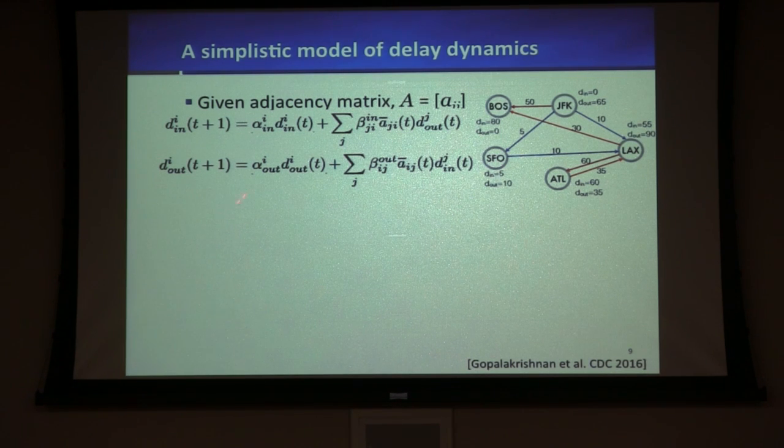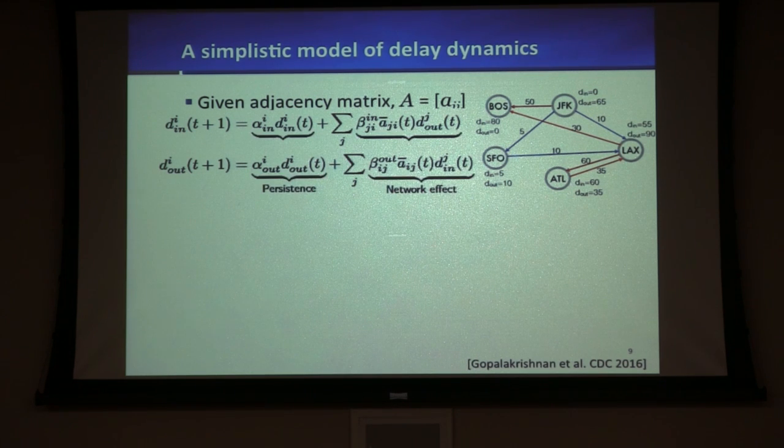And then similarly, for the outbound delay, I say there's some persistence of the outbound delay, plus the delay that I'm sending out, and so those flights are leaving, and so I'm sending out some delay to these other airports. The i's and j's are airports. Exactly, they're nodes. These betas are just parameters. This A is the normalized version of the adjacency matrix, and then this is the state, the outbound delay state or the inbound delay state at the other airports.